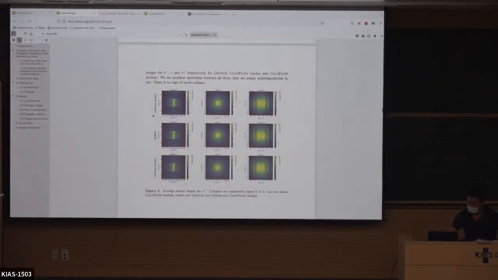Okay, so these are now student, Shant, and teacher. And you see the student looks pretty good. It matches the teacher and it matches Shant.